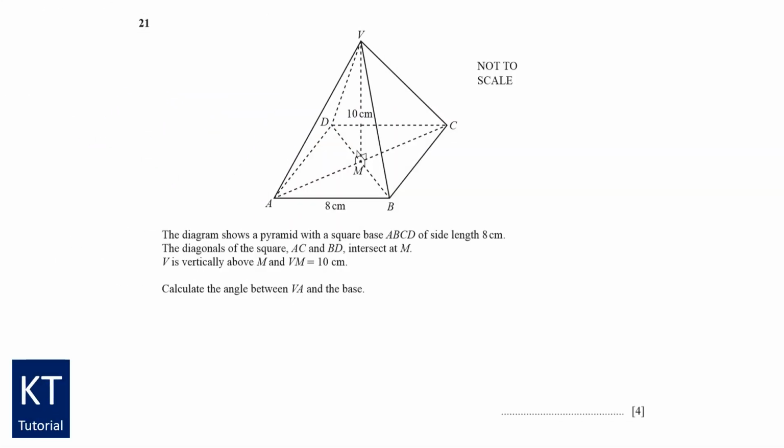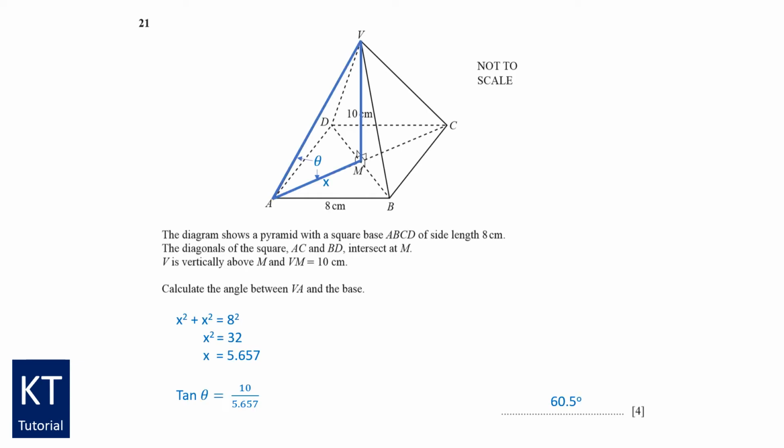Question 21. The diagram shows a pyramid with a square base ABCD of side length 8 cm. The diagonals of the square, AC and BD, intersect at M. V is vertically above M and VM is 10 cm. Calculate the angle between VA and the base.